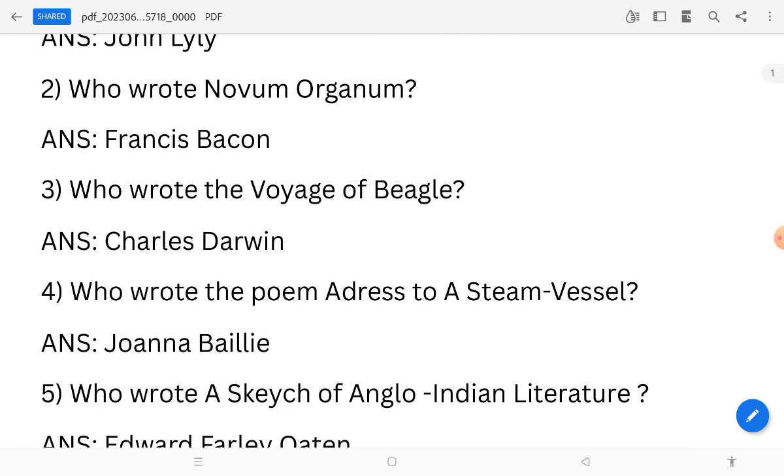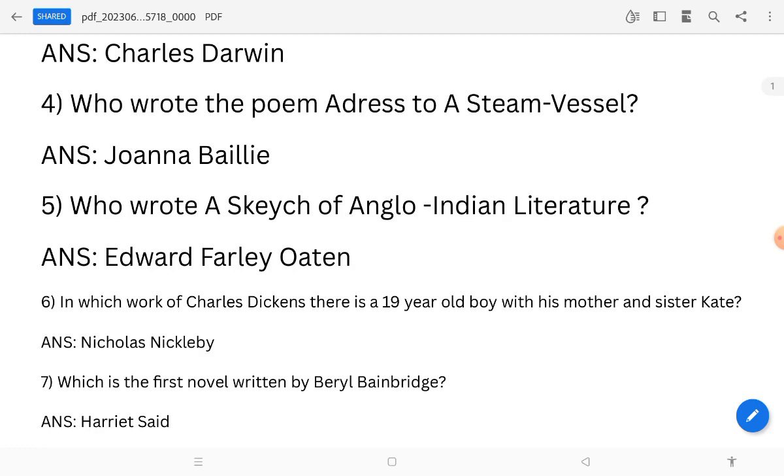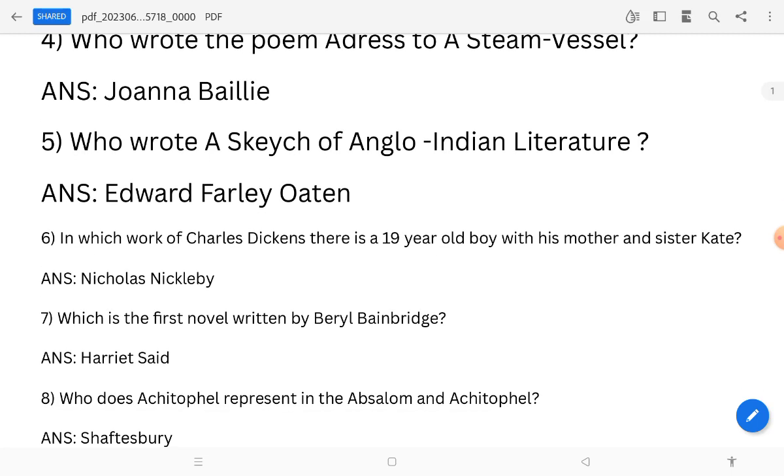Question number 3. Who wrote The Voyage of the Beagle? And the answer will be Charles Darwin. Voyage of the Beagle by Charles Darwin. Then question number 4. Who wrote the poem Addressed to a Steam Vessel? And the answer will be Joanna Baillie. Joanna Baillie wrote Addressed to a Steam Vessel. Then question number 5. Who wrote A Sketch of Anglo-Indian Literature? Sorry for the typo. The answer will be Edward Farley Oaten.